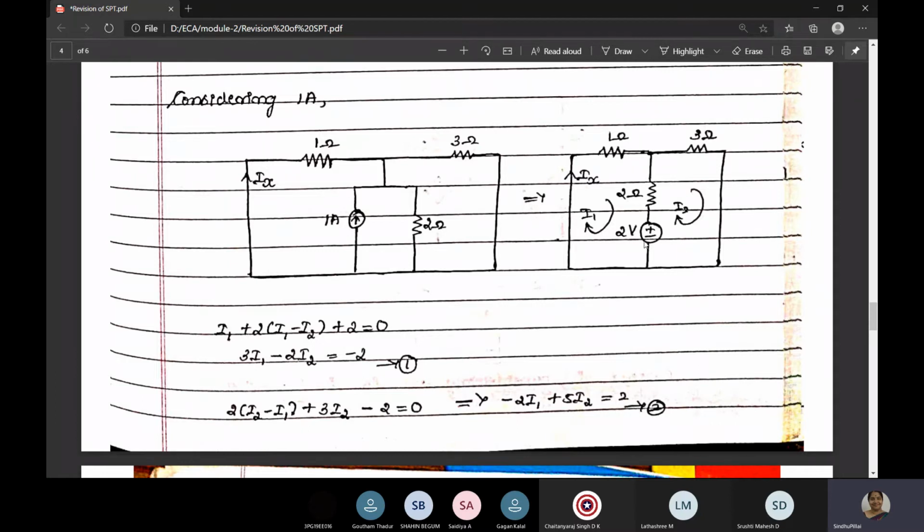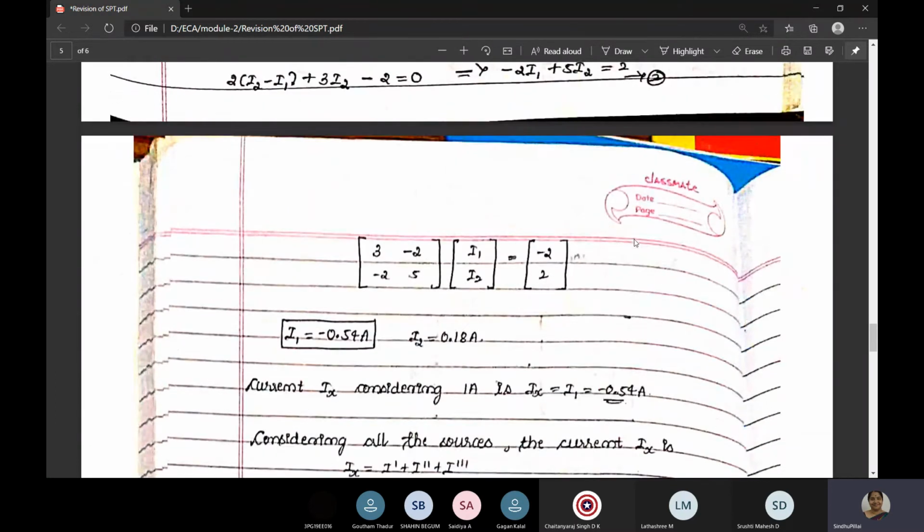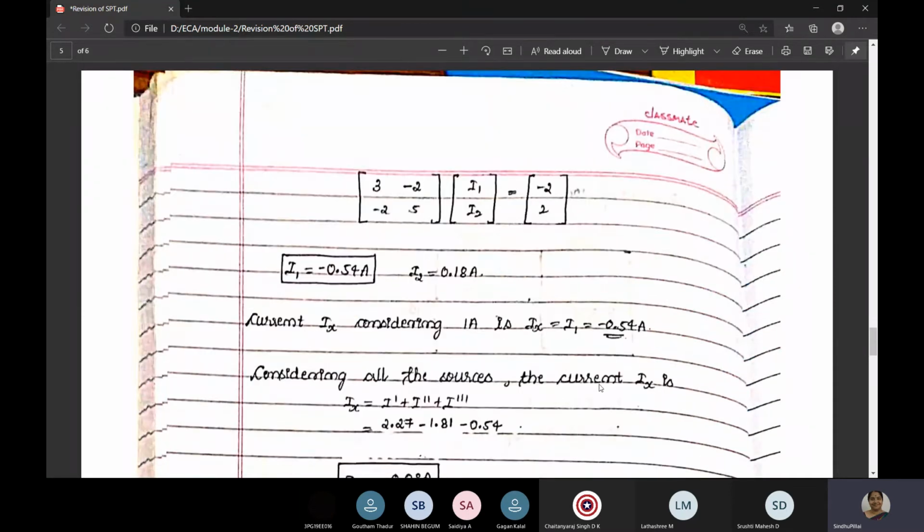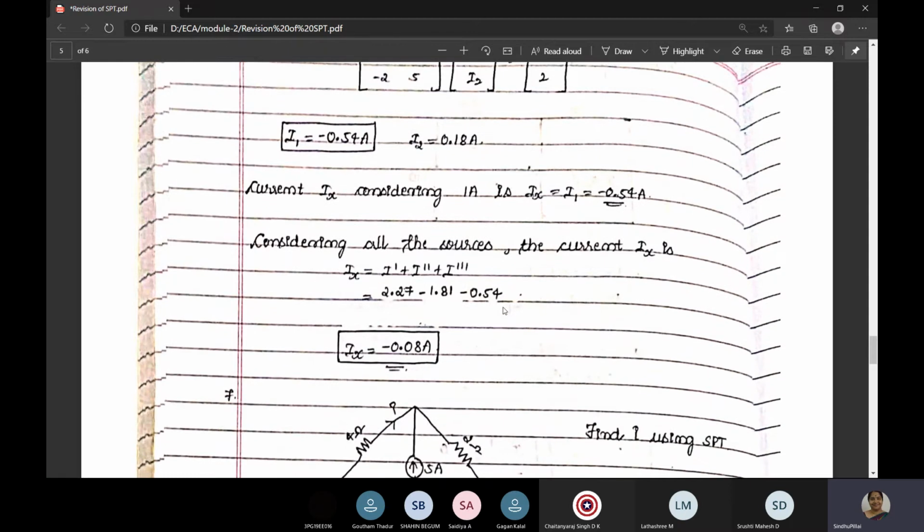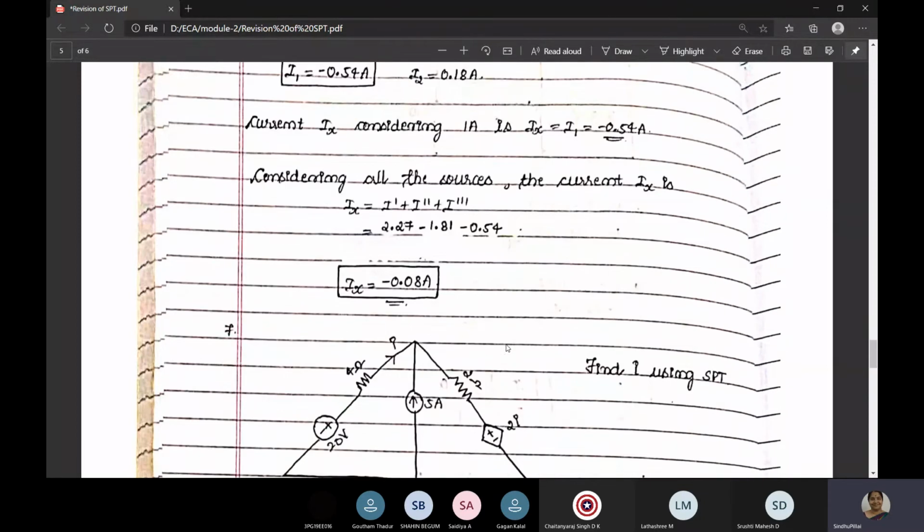So I have converted it. Whatever I1 we are getting, I1 is nothing but Ix. So it is 0.54 amps. Considering all the sources, put all the answers together and write the final answer for the current Ix. This is very important for the superposition theorem, because we'll be taking one source at a time. When you consider one source, the other sources, if it is a voltage source, should be shorted, and if it is a current source, it should be open circuited. So that was one example.